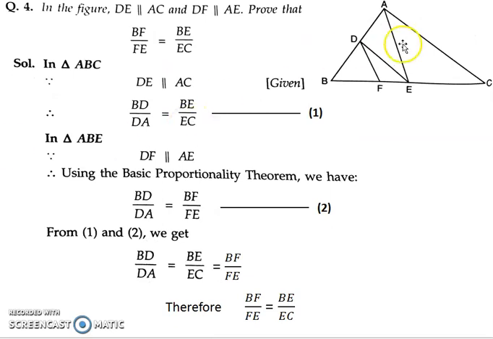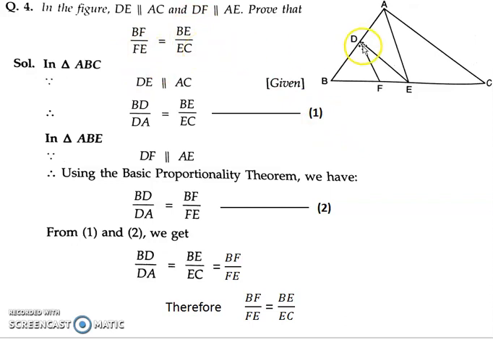Question number 4. Here it is given DE is parallel to AC and DF is parallel to AE. Now multiple lines are given parallel to each other, so that means you have to consider the triangle properly. Prove that BF by FE is equal to BE by EC.